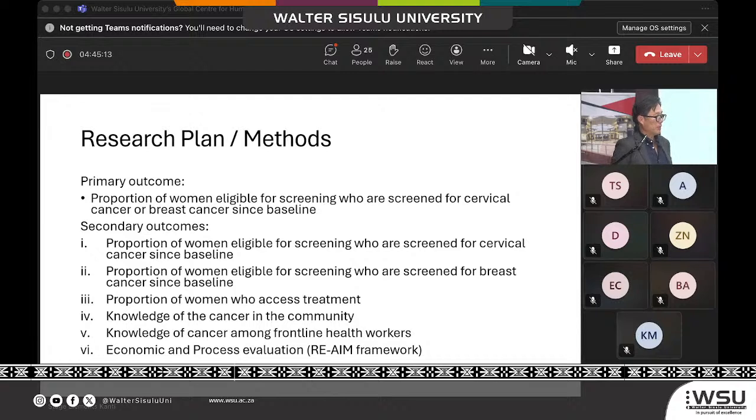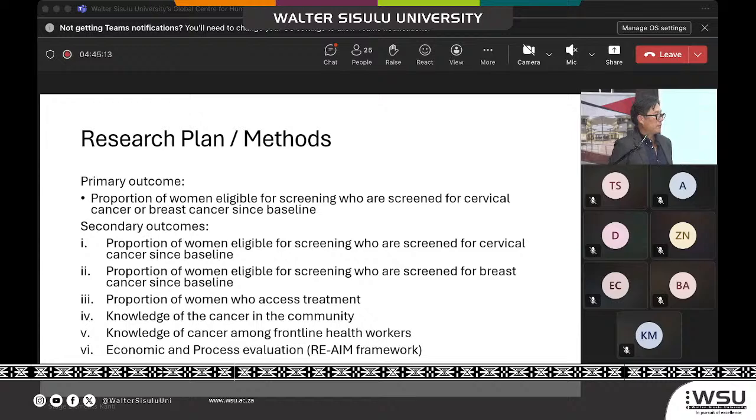Secondary outcome would be proportion of women who were screened just for cervical cancer. The other secondary would just be for breast cancer. Then we'd also be looking at knowledge of cancer in the community, so knowledge amongst women in the community, knowledge of cancer amongst frontline health workers, and we would also conduct an economic and process evaluation.